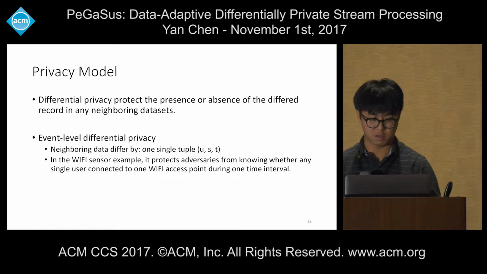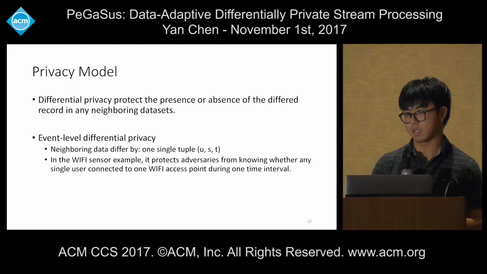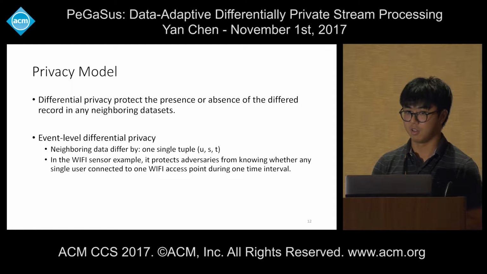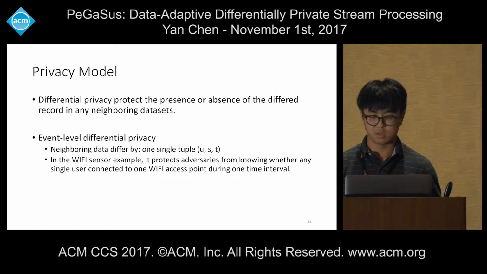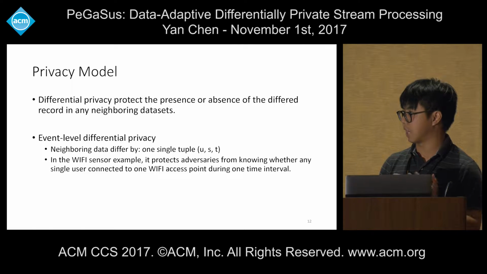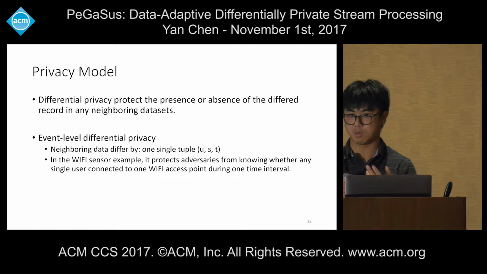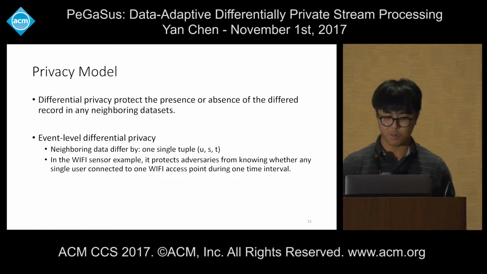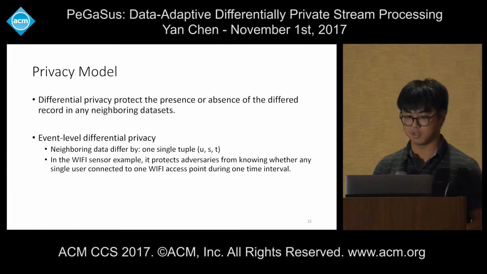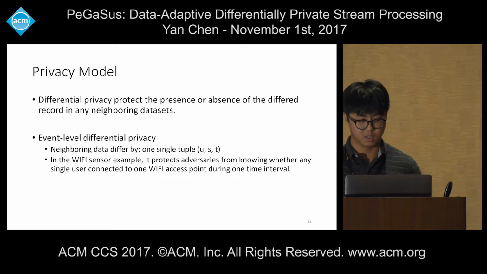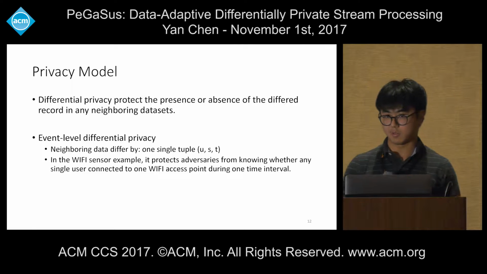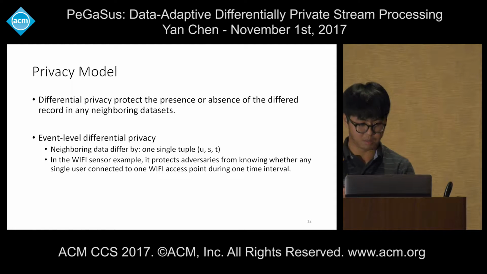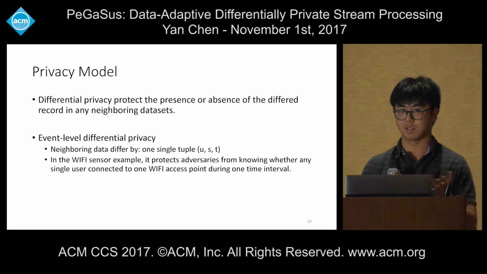Although it looks a little bit weaker, event-level differential privacy will automatically capture some stronger privacy guarantees, for example, w-event differential privacy. The w-event differential privacy defines the neighboring data sets to differ by the tuples associated with one user within w timestamps. So in the Wi-Fi example, it will protect against adversaries knowing whether any single user connects to the Wi-Fi sensors during w time intervals. So we can see that any algorithm that satisfies epsilon event-level differential privacy will also ensure w times epsilon w-event differential privacy by just using the sequential composition property.